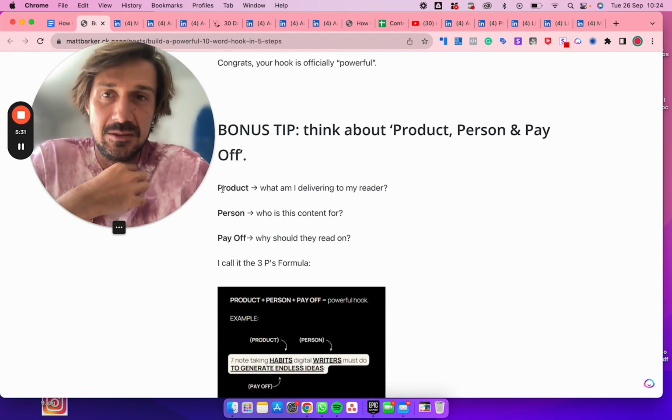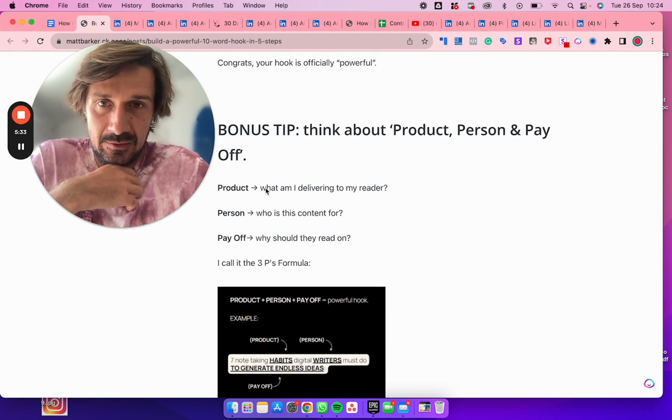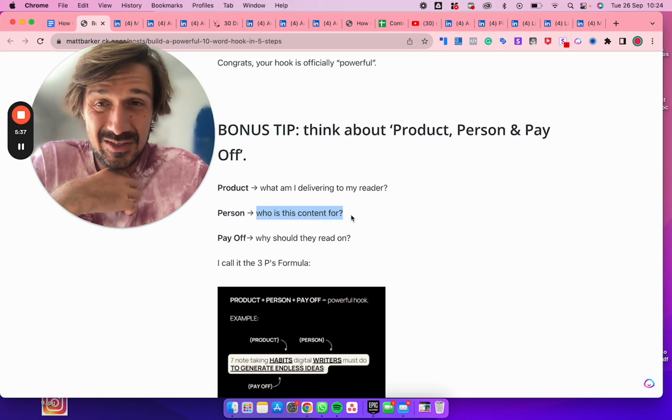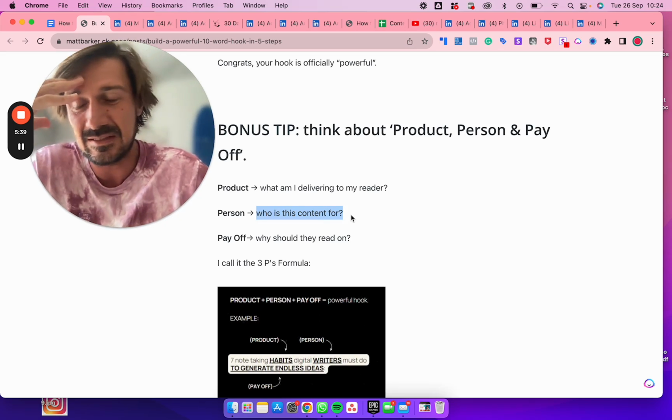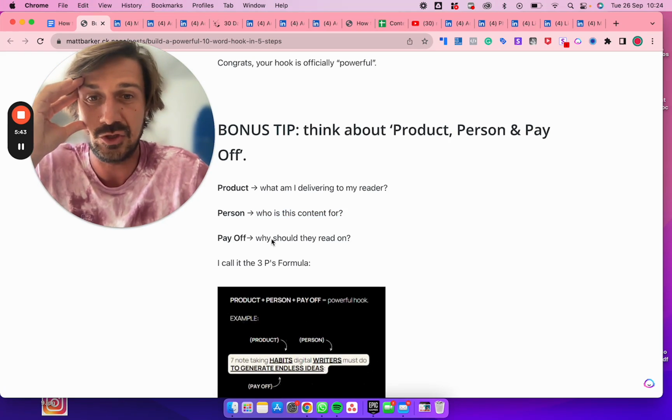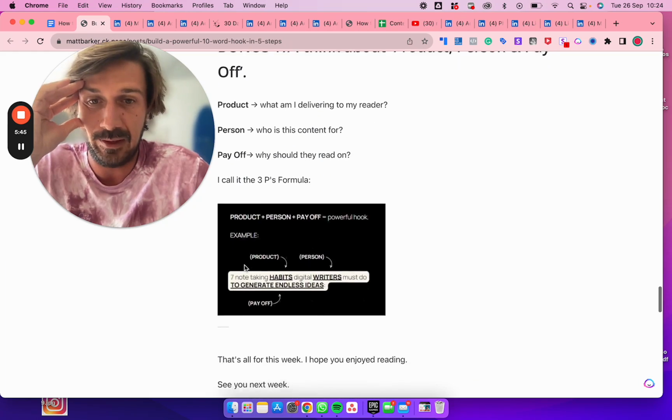So this is his bonus tip. Product, what am I delivering to the reader? Okay, so you're making a promise. What am I delivering? Person, who is this content for? Really think, is this like CMOs, small business owners? Who is this for? And the payoff, why should they read it? I call it the 3 Ps formula.